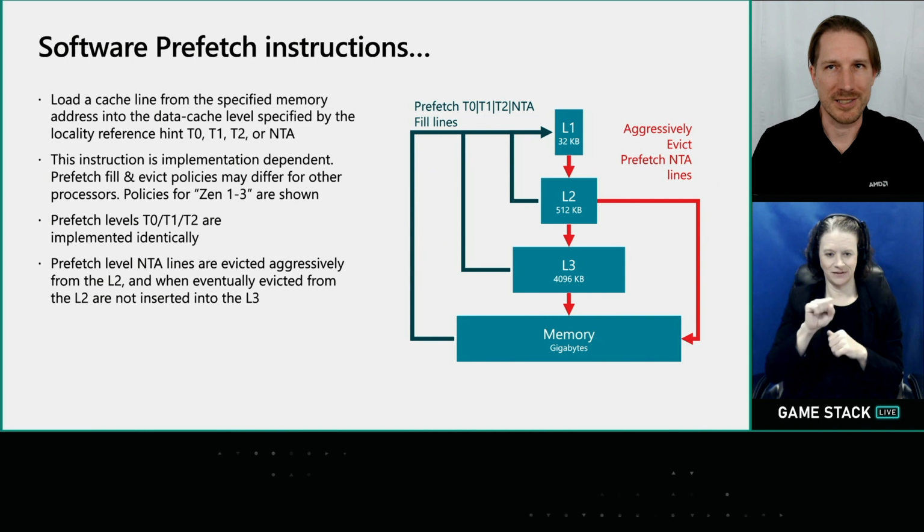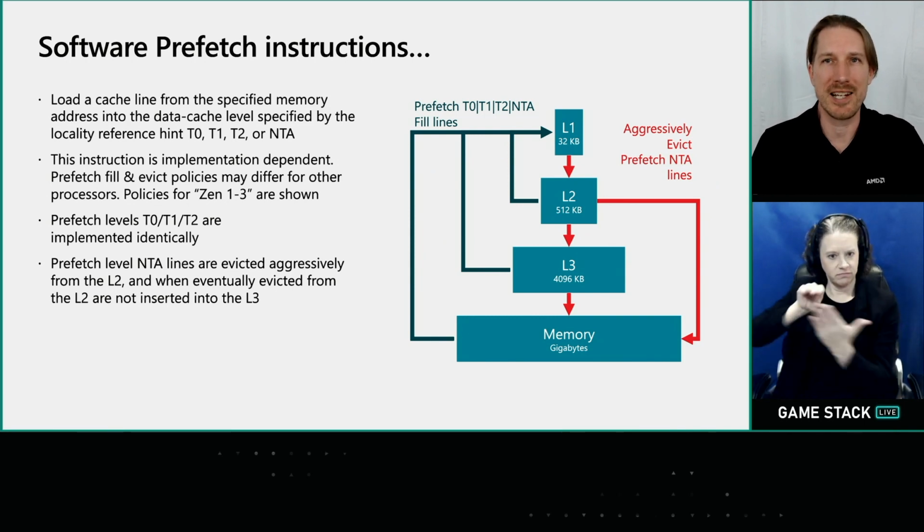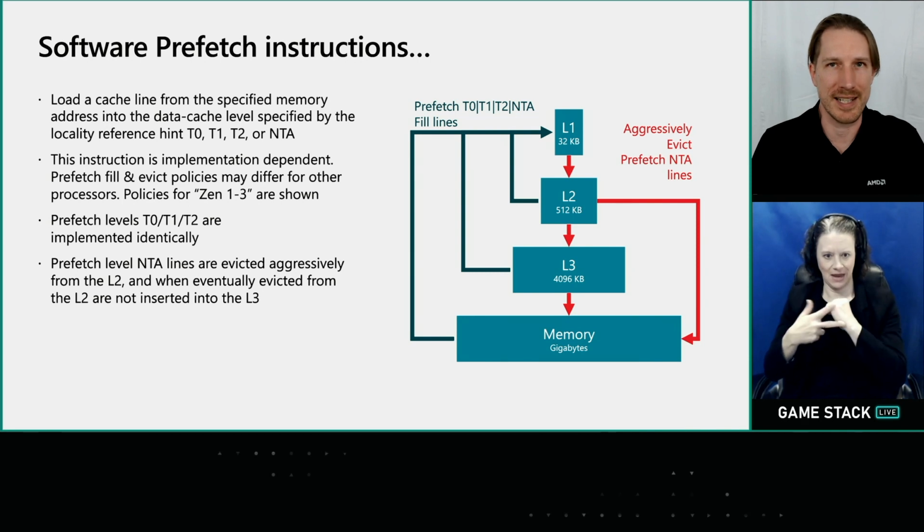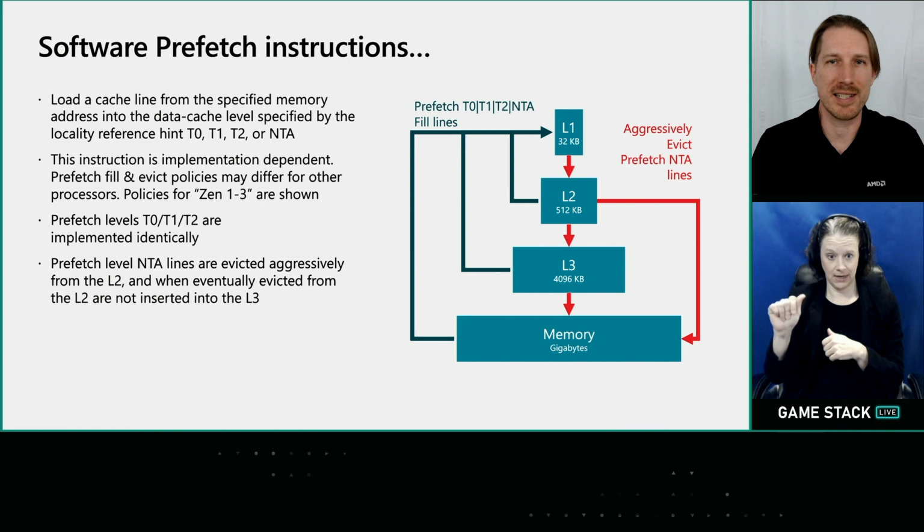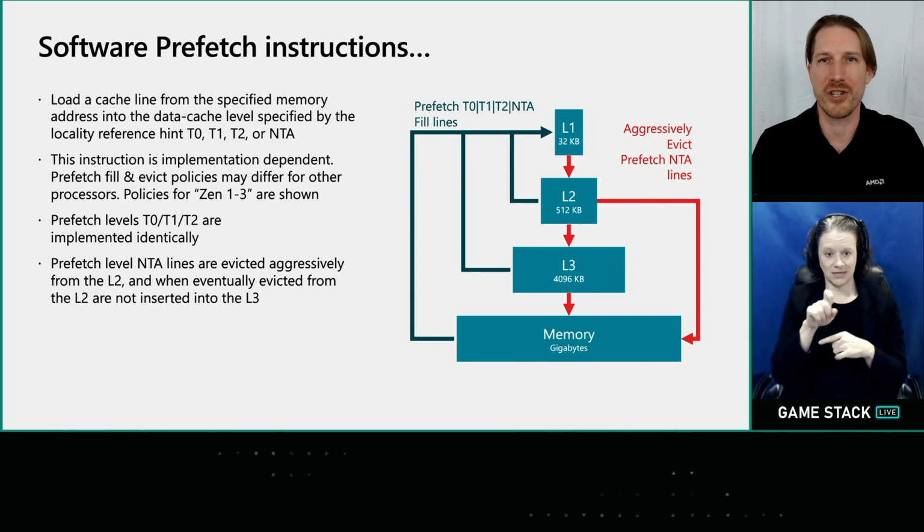Software prefetch instructions, by definition, load a cache line from the specified memory address into the data cache level specified by the locality reference hint T0, T1, T2, or NTA. This instruction is implementation dependent. Prefetch, fill, and evict policies may differ for other processors. Policies for Zen 1, Zen 2, and Zen 3 are shown.